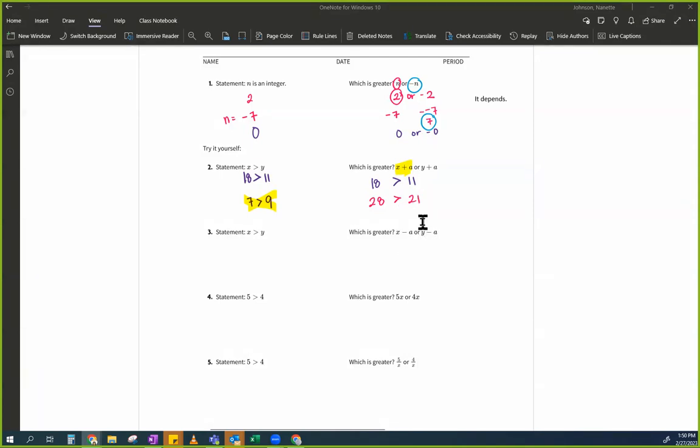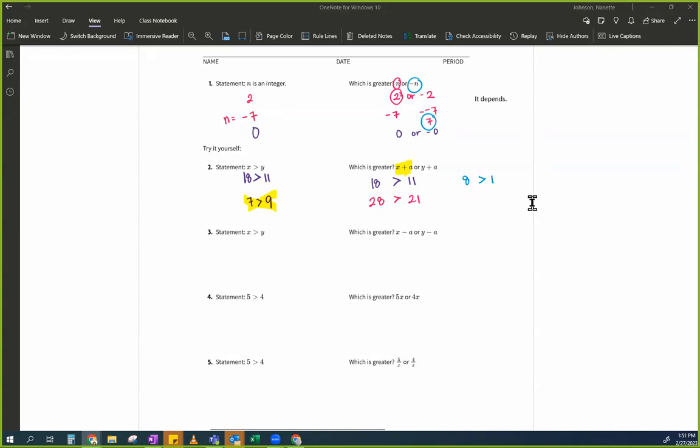Let me add a negative number to it. So 18, let me add negative 10 to it. So if I add negative 10 to it, I would get, let's see, I would get 8 is greater than 1. Is that true? Is 8 greater than 1? Everyone says yes.